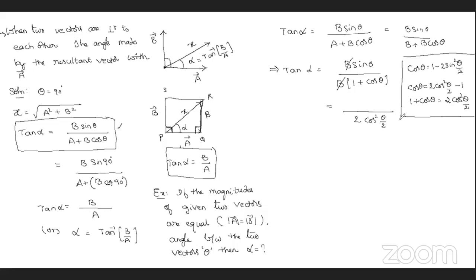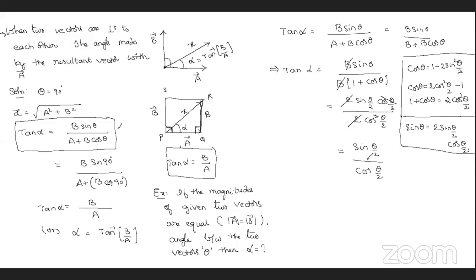And sin theta, that day I also asked. You told sin 2 theta is 2 sin theta cos theta, and sin theta is 2 sin theta by 2 into cos theta by 2. I am substituting these two here. Does anything get cancelled? 2 and 1 cos theta by 2 get cancelled. So finally, this is sin theta by 2 divided by cos theta by 2.